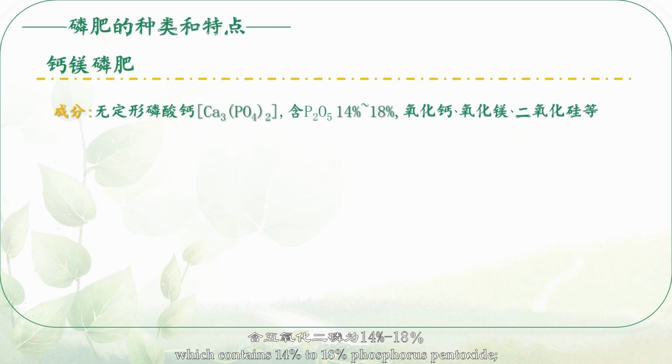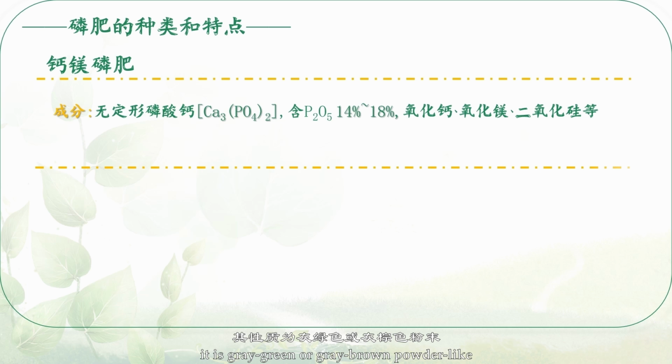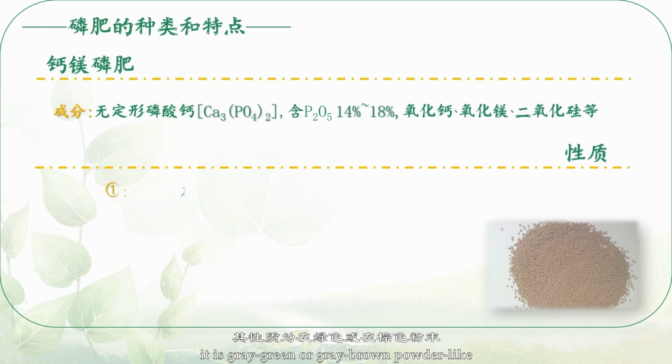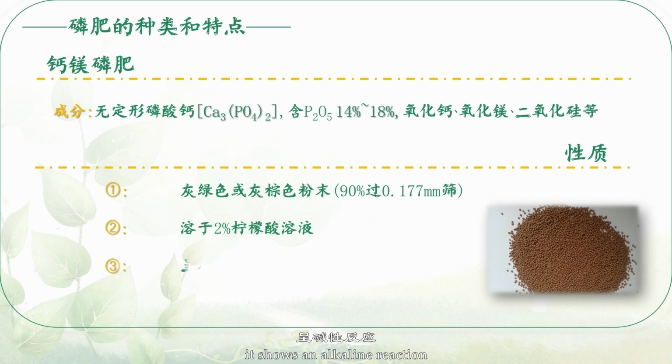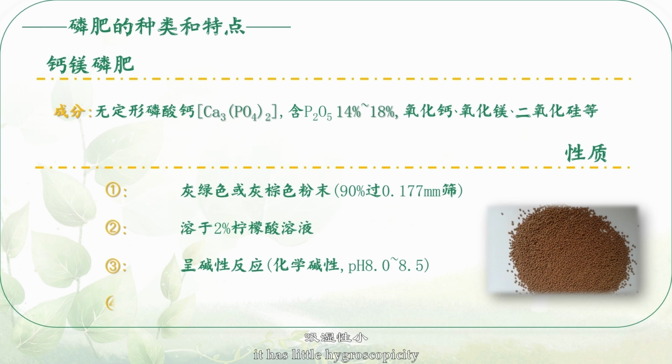which contains 14% to 18% phosphorus pentoxide. It also has calcium oxide, magnesium oxide, silicon dioxide, etc. It is gray-green or gray-brown, powder-like. It can be dissolved in a 2% citric acid solution. It shows an alkaline reaction. It has little hygroscopicity and is non-corrosive.